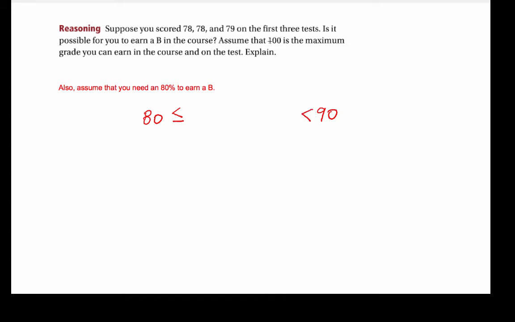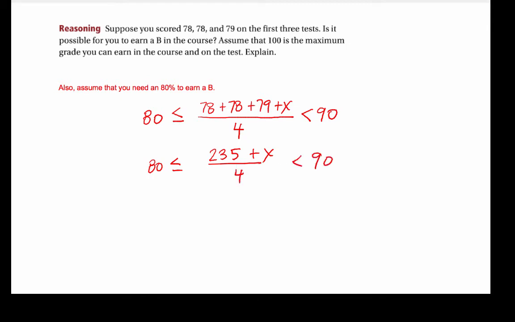What are we going to do with these? Well, we're going to calculate the average, right? So 78 plus 78 plus 79 plus our 4th test score, which we'll call x, that average, so divide by 4, has to be somewhere in this range. 78 plus 78 plus 79 is 235. So we have 235 plus x over 4. And that has to be somewhere in between here. Greater than or equal to 80, less than 90.